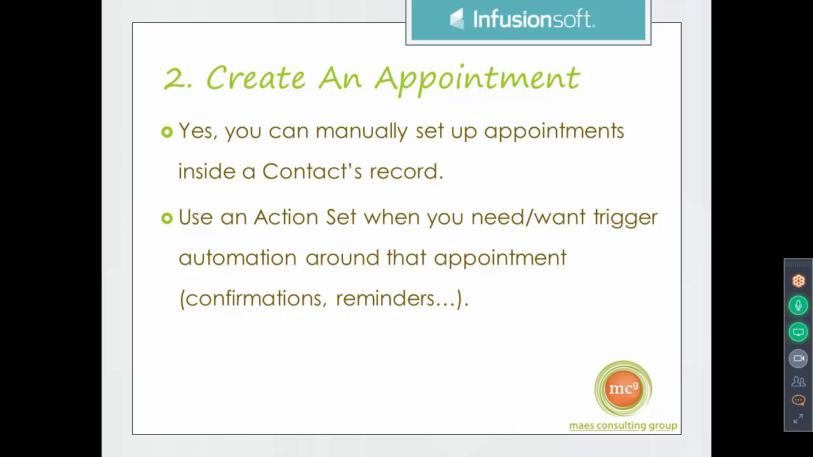So when you just go into a contact record and you put that they have an appointment, that's the end of it. You can't push out an email telling them they're confirmed for their appointment. You can't remind them to come to their appointment. It just becomes really difficult to trigger any automation without doing something else. Okay, so by putting this action set in play, you can trigger that automation.